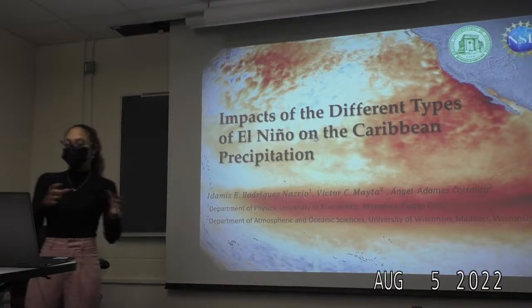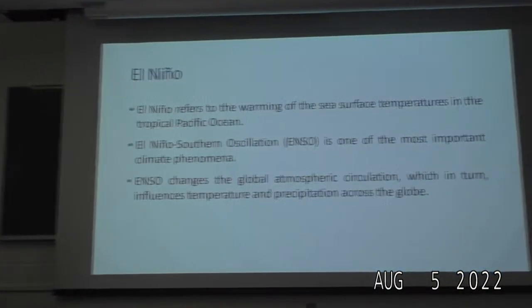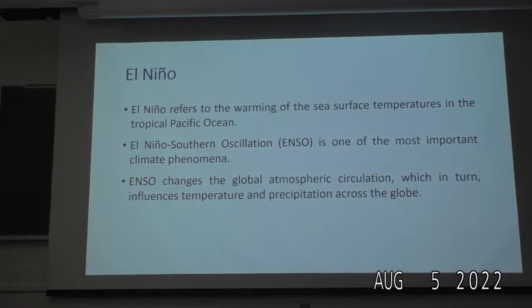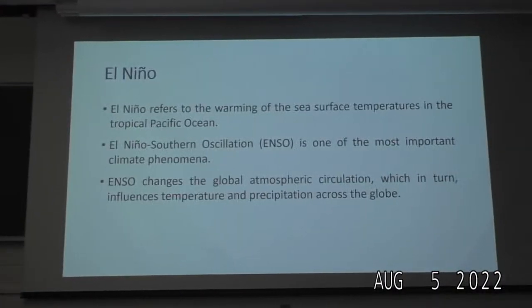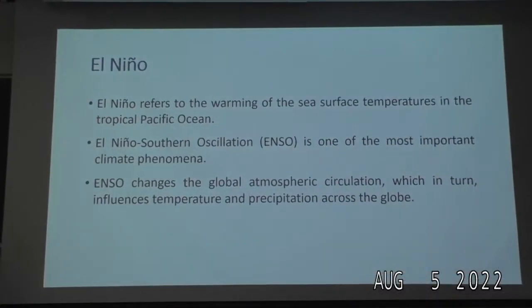And when we are talking about El Niño, we are talking about the warming of the sea surface temperatures in the tropical Pacific. And El Niño is a very important climatic phenomenon because it changes the global atmospheric circulation and also affects the precipitation and temperature across the whole globe.